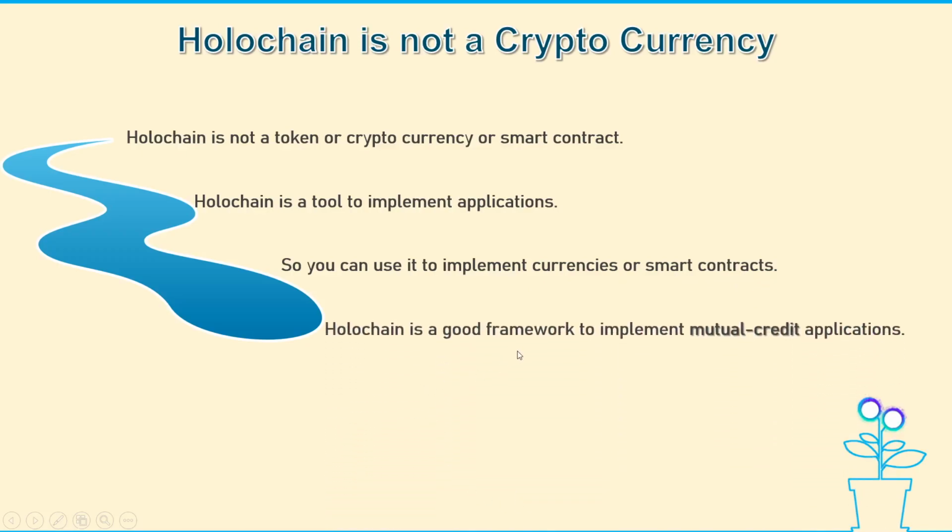Holochain is a proper framework to implement mutual credit applications. Mutual credit is a type of alternative currency. For example, LETS, or local exchange trading systems, are a sort of mutual credit system. If you are about to implement a currency for your local community or you have any mutual credit solution in your mind, Holochain can be a good option. Just give it a try.